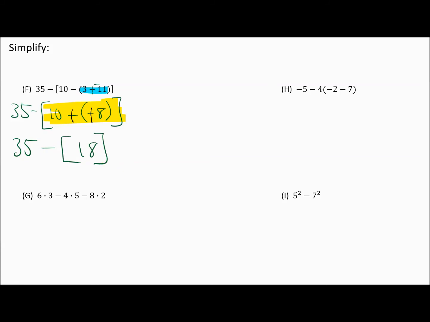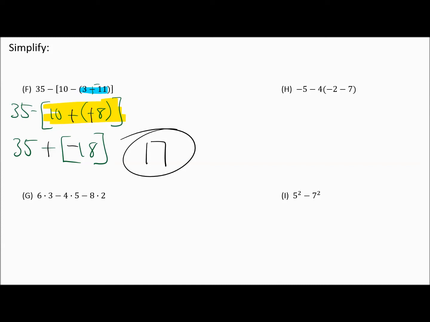It's another keep, change, change, because you're subtracting. So I keep my 35, I change my subtraction to addition, I change that positive 18 to a negative 18. So essentially I'm subtracting 35 and 18. 35 minus 18 is 17. 35 is the bigger number and it's positive, so positive 17. I hope that's what you got for that one. There was a lot going on with the keep, change, change. In the past several problems, there's been a lot going on like that.